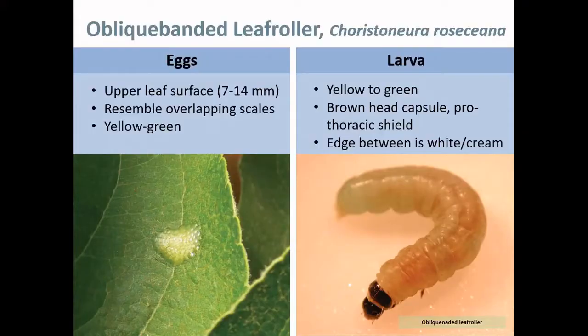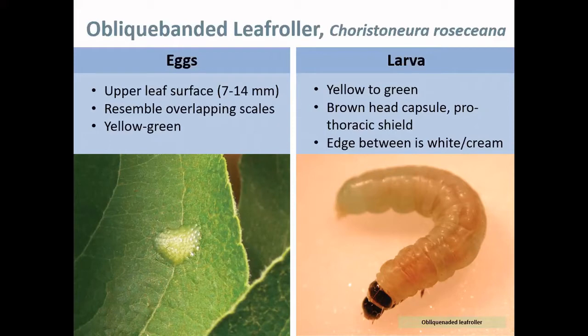Starting first with oblique-banded leafroller, this is often included early season within the spring feeding caterpillar complex. However, activity does extend well into the season and it can cause some serious economic impact. So oftentimes oblique-banded leafroller is monitored and managed on its own.